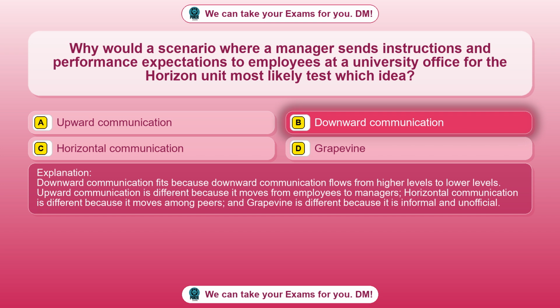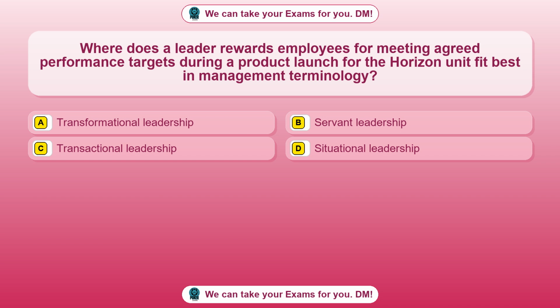Upward communication is different because it moves from employees to managers, horizontal communication is different because it moves among peers, and grapevine is different because it is informal and unofficial. Question 70. Where does a leader rewards employees for meeting agreed performance targets during a product launch for the Horizon unit fit best in management terminology?